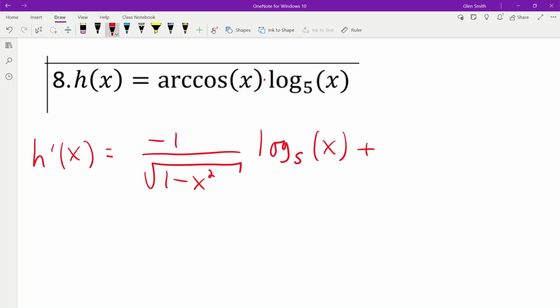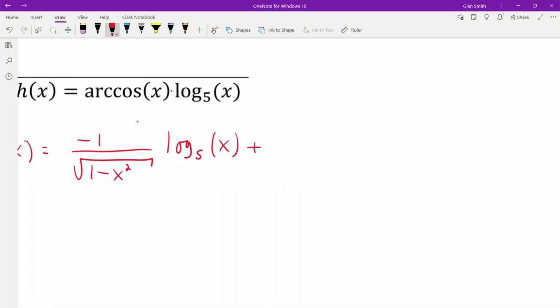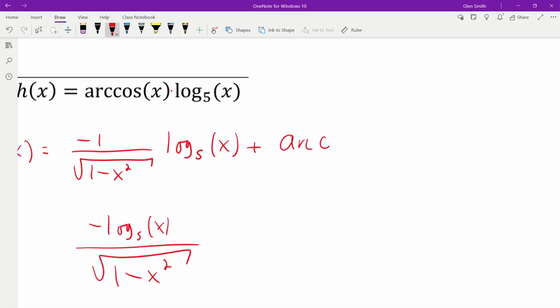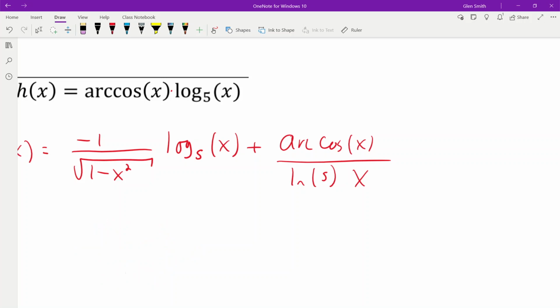Plus, and yes, you can put the log right on top of that. This is the same thing as this. You don't have to do that right now, but it is the same thing as that. Plus, leave arc cosine, derive log base 5 of x, but that's 1 over ln 5x. There you go.